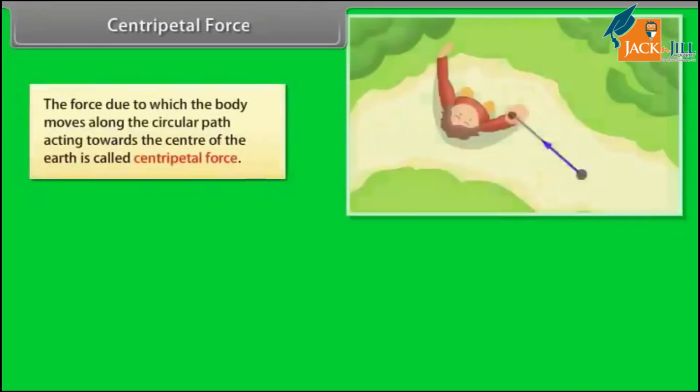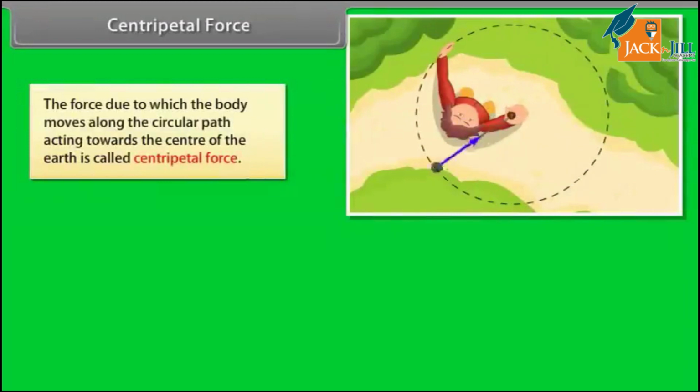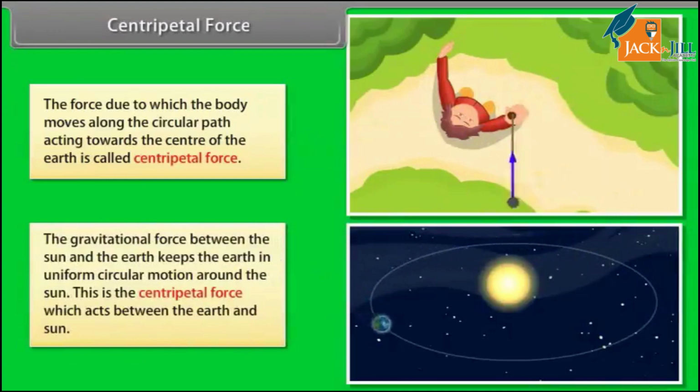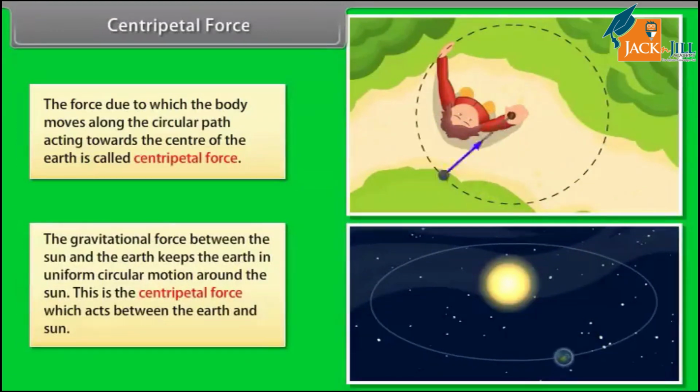Centripetal force. The force due to which a body moves along a circular path, acting towards the center, is called centripetal force. The gravitational force between the sun and the earth keeps the earth in uniform circular motion around the sun. This is the centripetal force which acts between the earth and the sun.